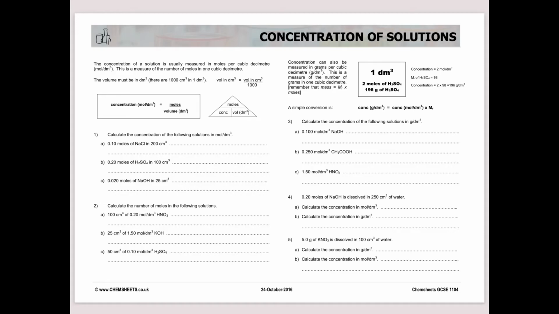So removing our volume onto the other side by doing the opposite operation. So volume is currently being divided, so we're going to need to times both sides by volume to rearrange that equation. For 3, we are using our conversion, which has been given on that worksheet as well, how we convert between our mass concentration and our mole concentration using our MR. And then question 4, we're being asked to calculate our concentration in both the mole form and the mass form, and similarly in question 5.